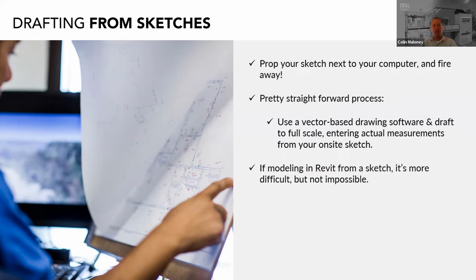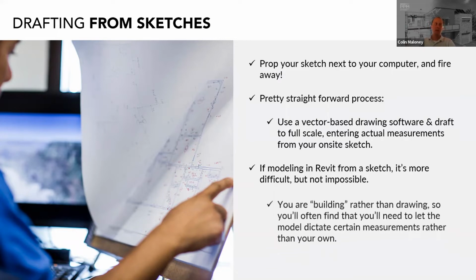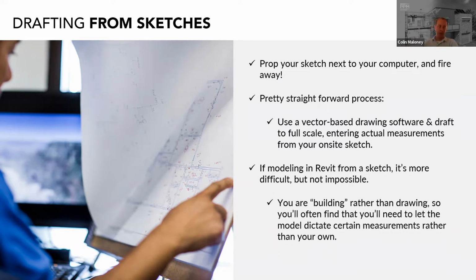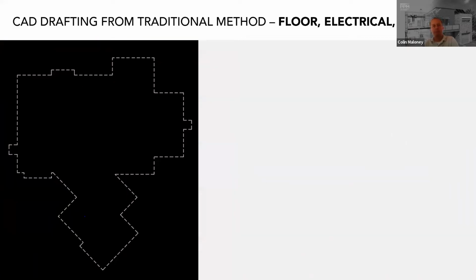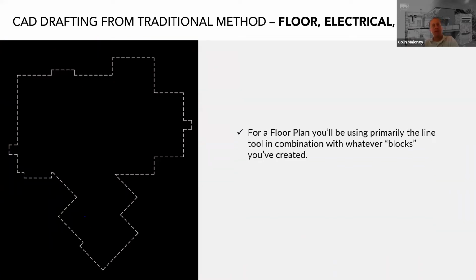sketch. If modeling in Revit from a sketch, it's more difficult, but it's not impossible. You are building rather than drawing in that case. So you'll often find that you need to let the model dictate certain measurements rather than your own. For a floor plan, you'll be using primarily the line tool in combination with whatever blocks you've created. Perimeter line usually comes at first, as it does in the field when you're measuring.